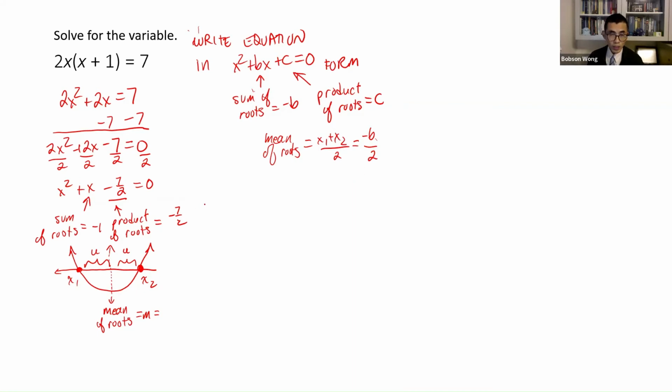So we found our sum of the roots, which is -1. And so we're just going to take -1 and divide it by 2. And so that's the equation of the axis of symmetry, x equals -1/2.